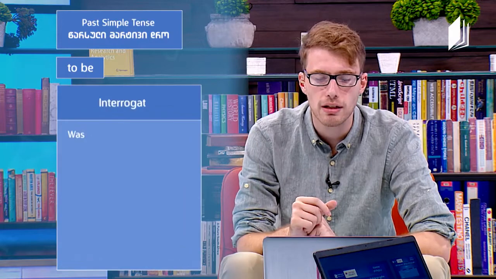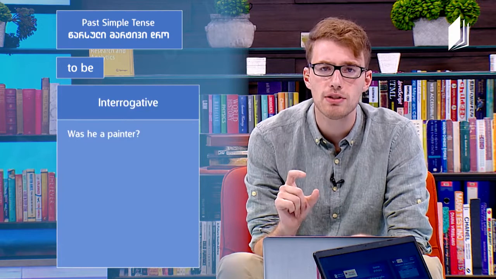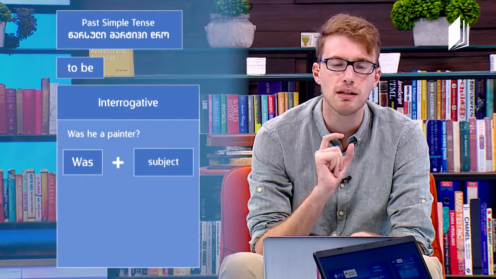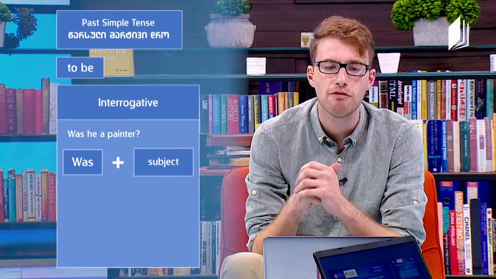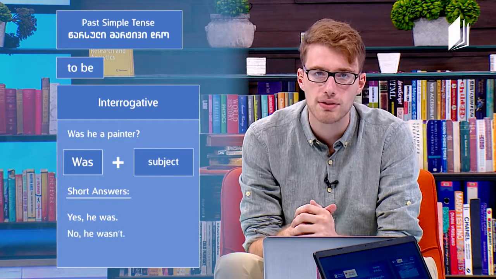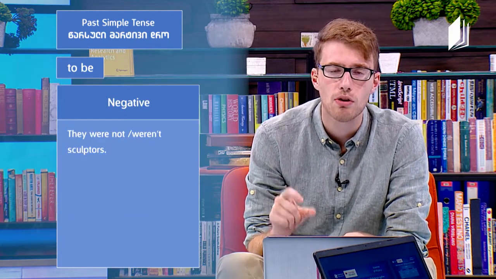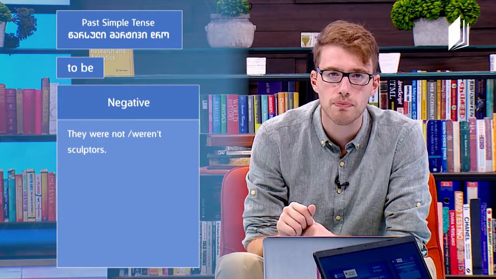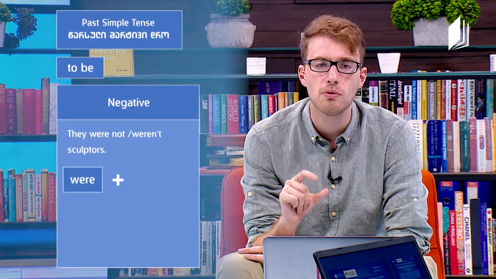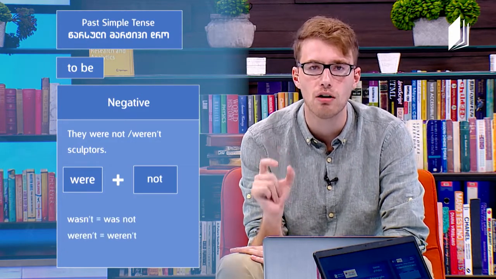And for the interrogative, was he a painter? So for this, to make it a question, you must move the verb to be to the beginning of the sentence. And for the answers, yes, he was, no, he wasn't. And for the negative, they were not, weren't sculptors. So please take notice that you must add the negative not after the verb to be. And we have here the short and long forms.